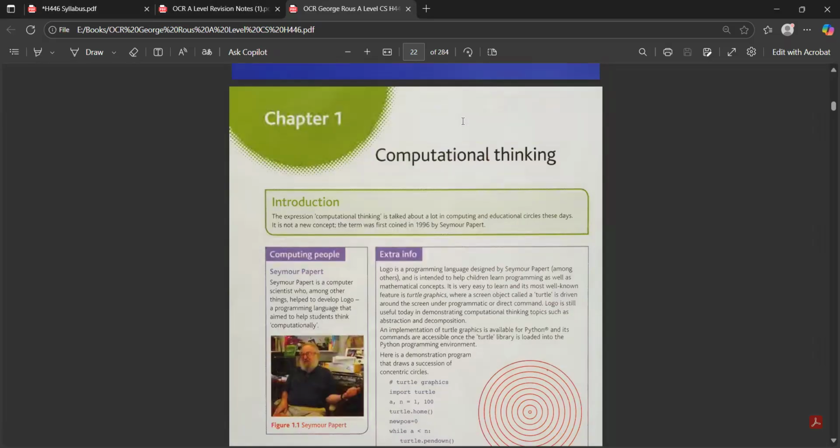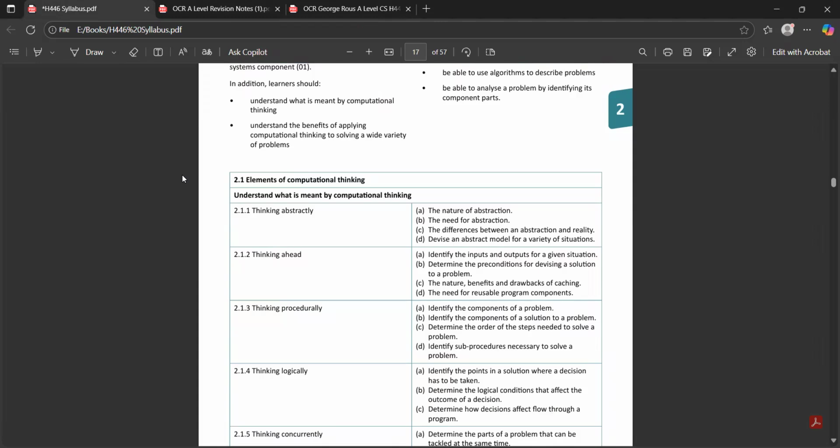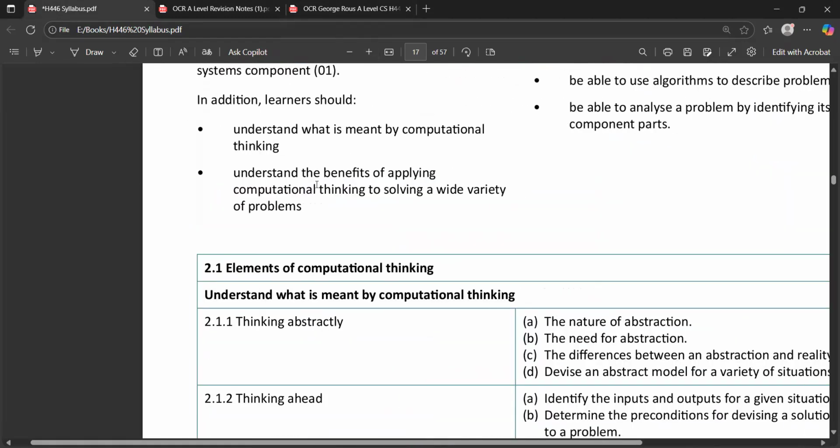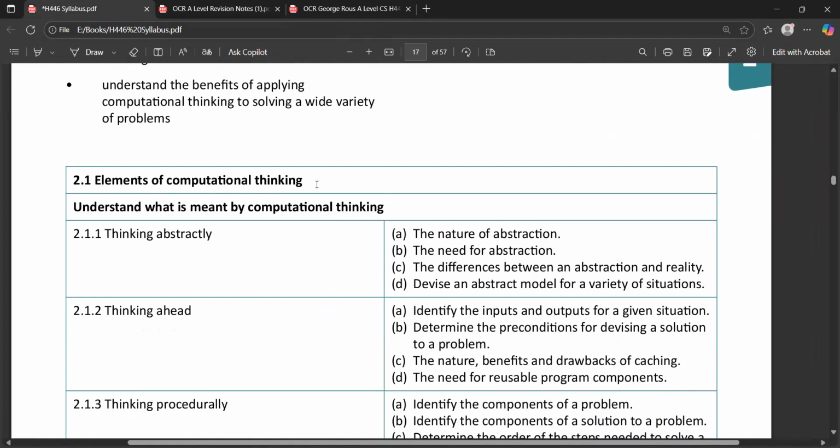So this is about computational thinking, and we have discussed this part in the last class as well. Your syllabus says that you need to discuss the elements of computational thinking, and what is meant by computational thinking. So the first thing is thinking abstractly. First of all, we will be discussing the nature of abstraction, the need for abstraction, the difference between abstraction and reality, and how we can devise a model for a variety of situations.